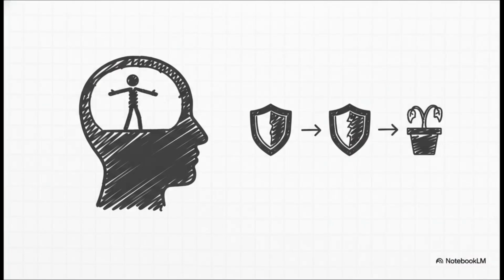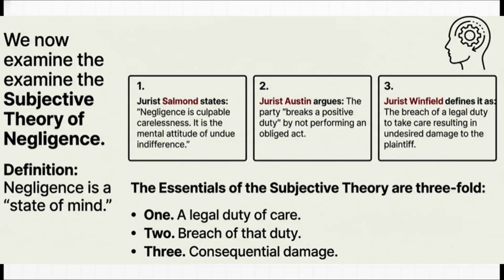First, let's examine the subjective theory. This theory posits that negligence is fundamentally a state of mind. Proponents like Salmond, Austin, and Winfield argue that true negligence is about a mental attitude of carelessness, or what they term culpable indifference. The central question for this theory is, was the defendant's state of mind one of carelessness? Did they simply not care about the potential consequences?